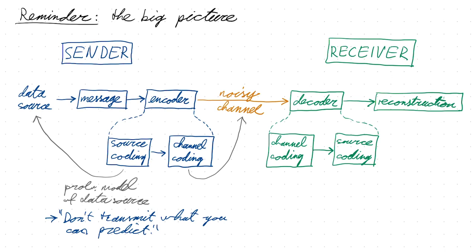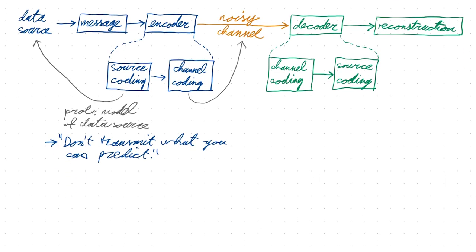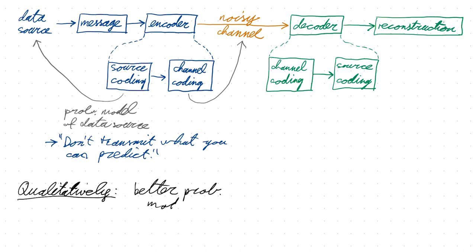Now, when I say we need a probabilistic model of the data source, that model could be good or bad. The models that we've looked at so far are actually quite simplistic. So we assume that if we can model the data source better, then we get better compression performance. Qualitatively, we would assume that better probabilistic models would lead to better compression performance.